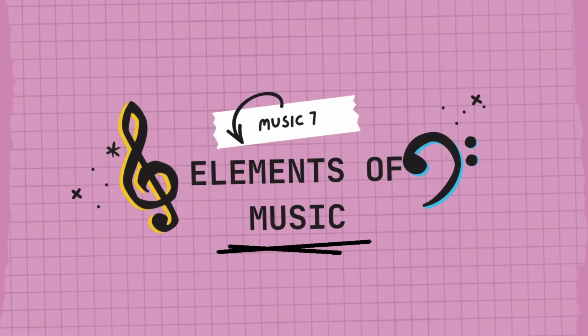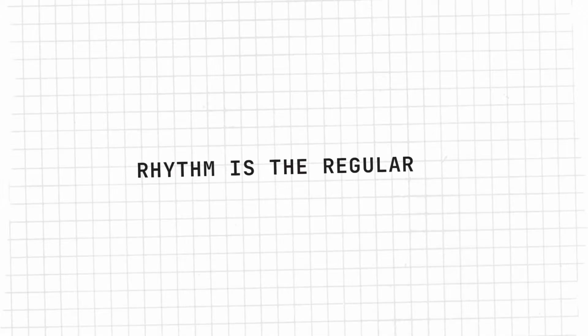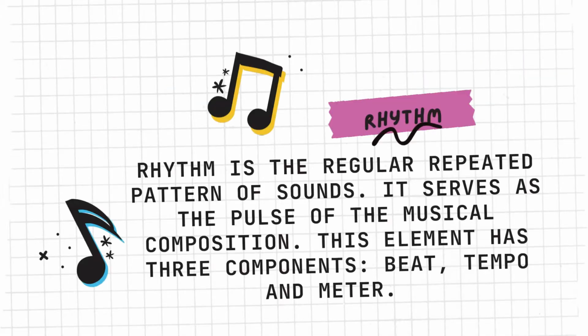But before we explore the music of Luzon Lowland, let us first recall the different musical elements that you have learned in your previous lesson. The first element of music is rhythm. Rhythm is the regular repeated patterns of sounds. It serves as the pulse of musical composition. This element has three components: beat, tempo, and meter.